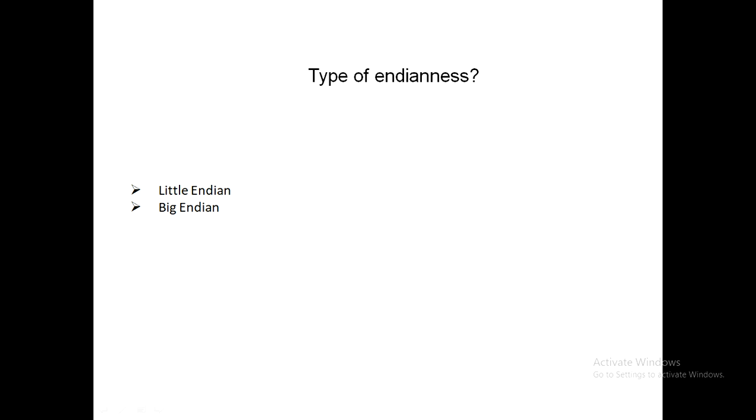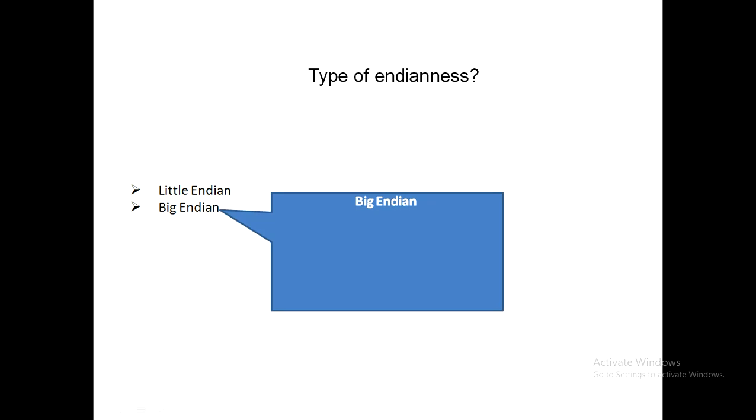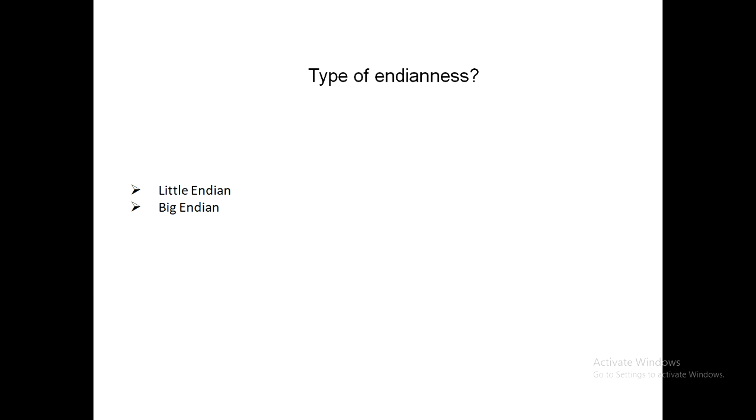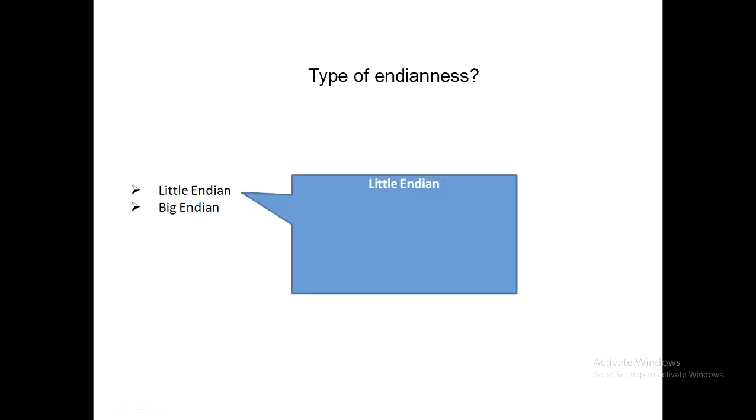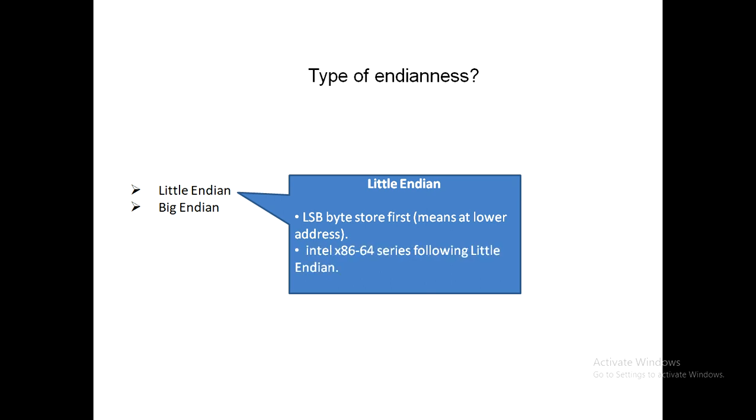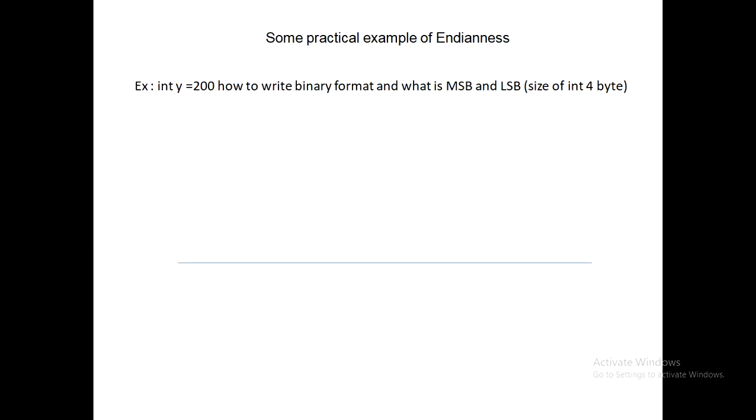Types of Endianness: we have two types, little endian and big endian. In big endian, the MSB, the most significant byte, is stored at the lower address, and the Motorola series follows big endian. Now, what is little endian? In little endian, the lower byte, the least significant byte, is stored at the lower address, and the Intel x86 architecture follows little endian.